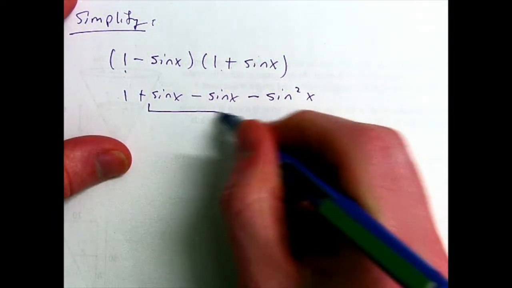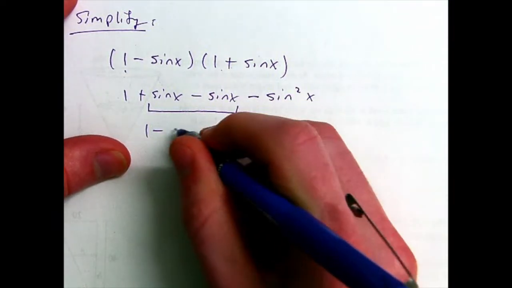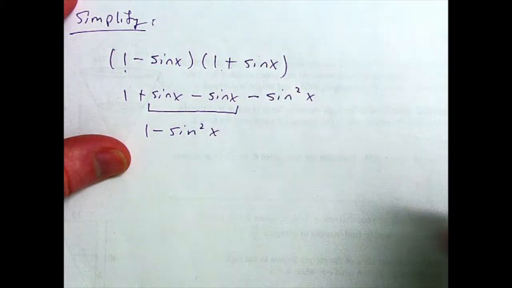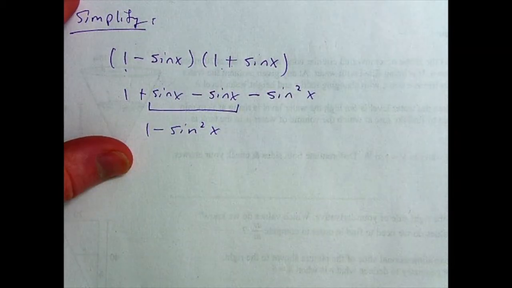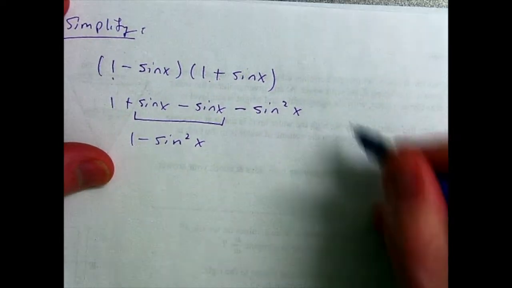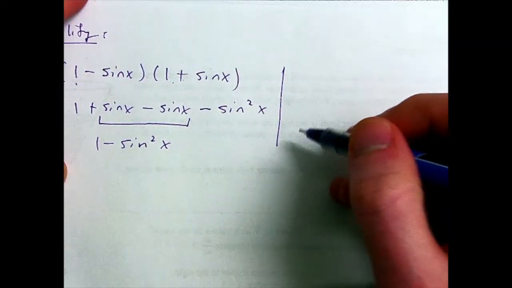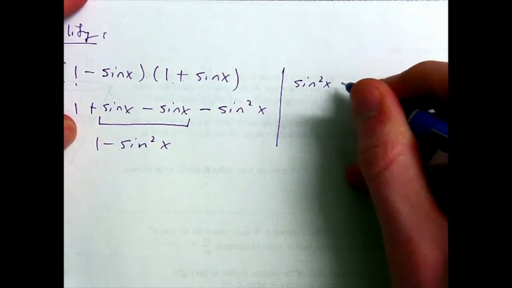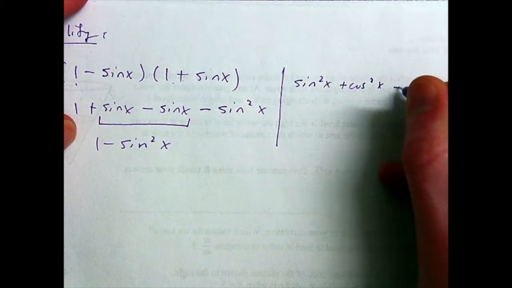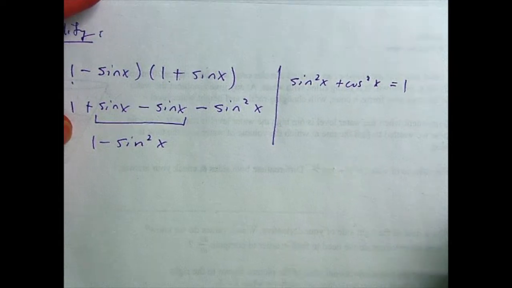But then I notice that these two terms cancel, and I have 1 minus sine squared x. Now, that's definitely an improvement over this expression here, but I claim that you can actually go further. If you remember the basic Pythagorean identity, what did it say? It said sine squared x plus cosine squared x equals 1. That's the Pythagorean identity, right?